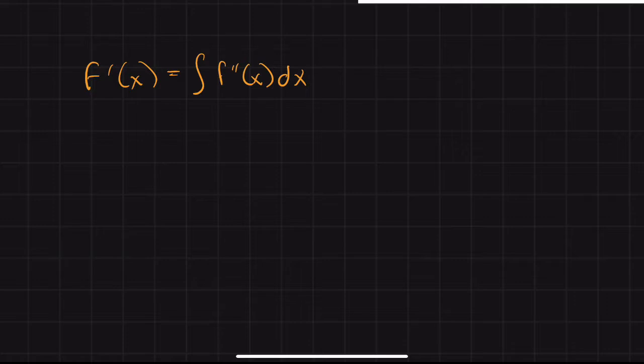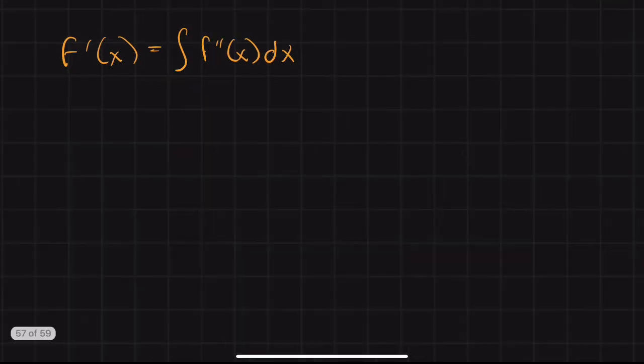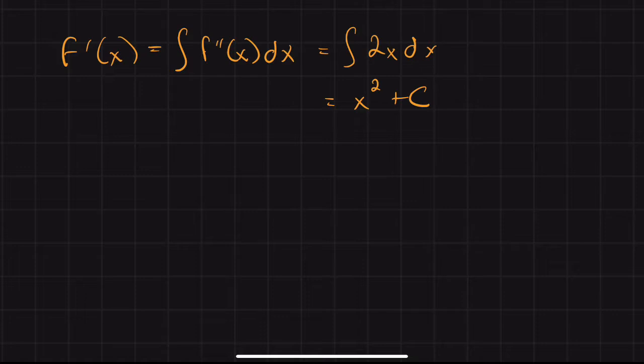Derivatives and integrals undo one another. If we want to find f prime of x, all we have to do is integrate f double prime of x with respect to x. F double prime of x in this case is equal to 2x. So just replace the f double prime of x with 2x inside of the integral. And now the antiderivative of 2x, we can use the power rule. Add 1 to the exponent to make it x squared, and then divide the 2 out front by that new exponent. This would simplify to x squared plus c.